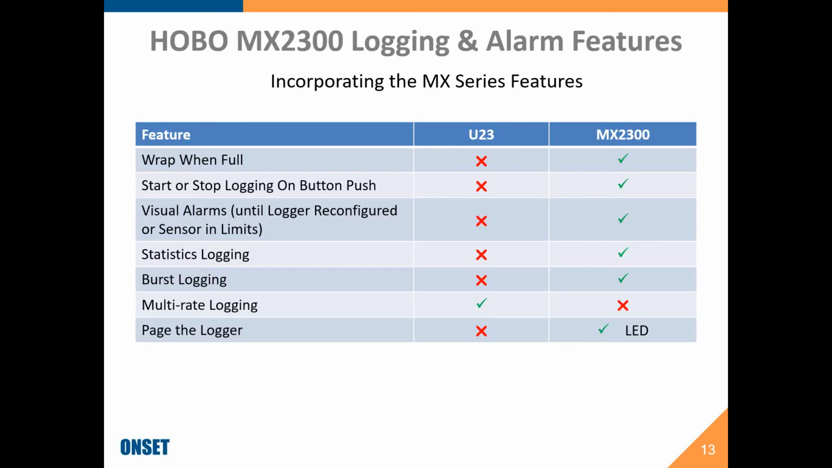One feature that the 2300s do not have is multi-rate logging. We found that not that many people use that, so we didn't include that in the 2300s. And it does have a page feature, which means you can press a button in the software, and that will make the LEDs on the 2300 light up so you can more easily find it.